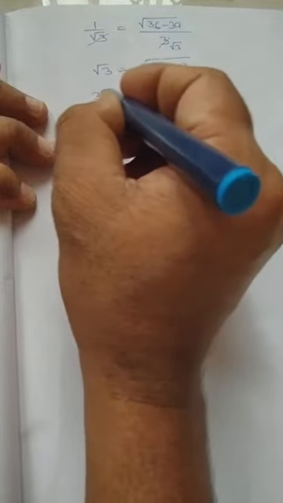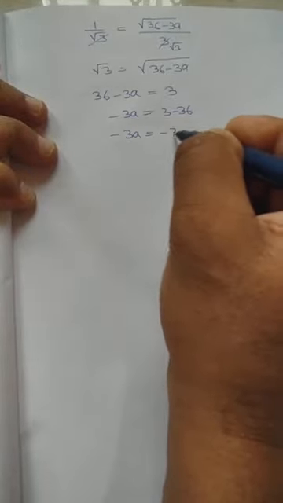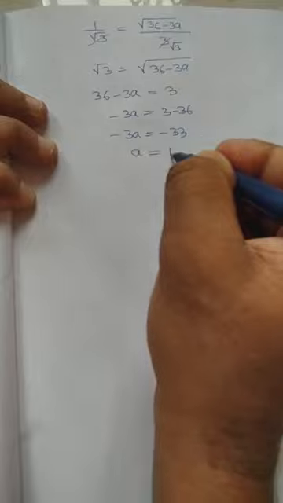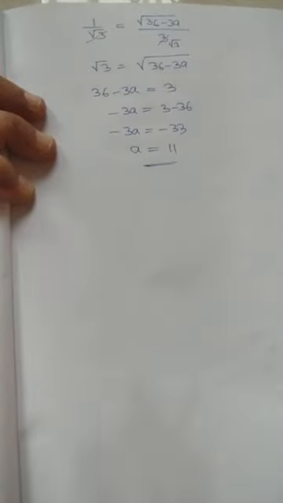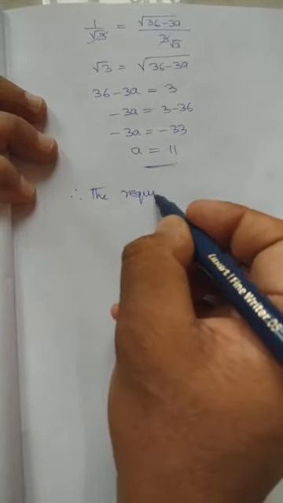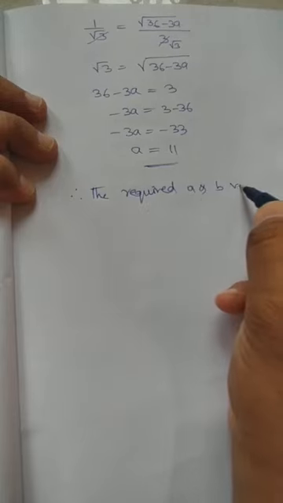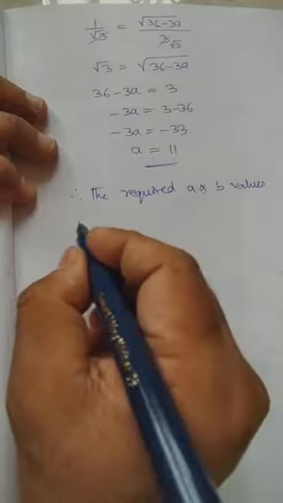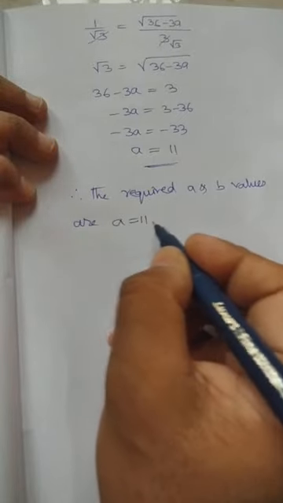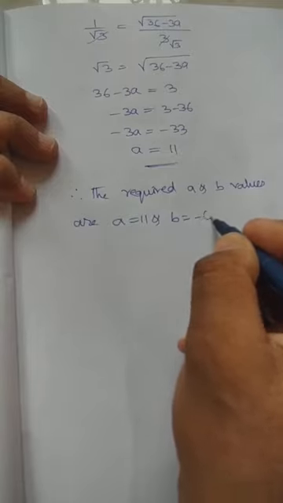Squaring on both sides, 36 minus 3a is equals to 3. So minus 3a is equals to 3 minus 36. So minus 3a is equals to minus 33. So a is equals to what I got? 11. Therefore, the required A and B values are A is equals to 11 and B is equals to minus 6.